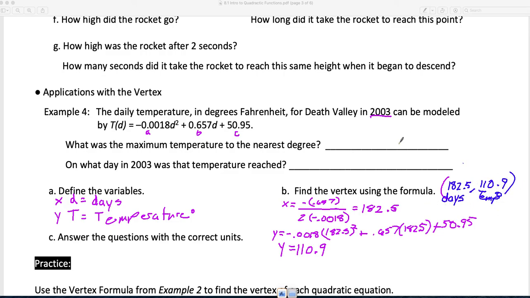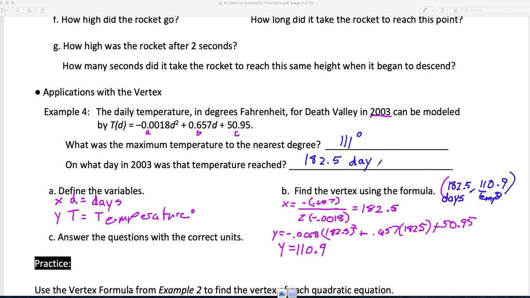Now I'm going to go answer the questions. What was the maximum temperature to the nearest degree? All right, well, there's the temperature. We could have even rounded it more. It was 111 degrees because we round up. On what day in 2003 was the temperature reached? It was reached on the 182.5 day.